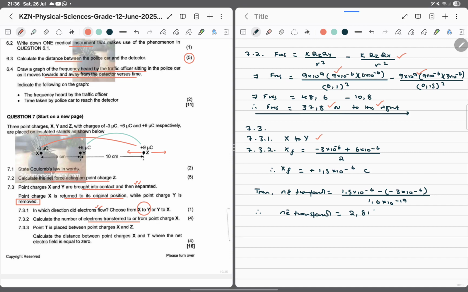2, and to 2 decimal places, it is times 10 to the 13 electrons. Wrong or right?